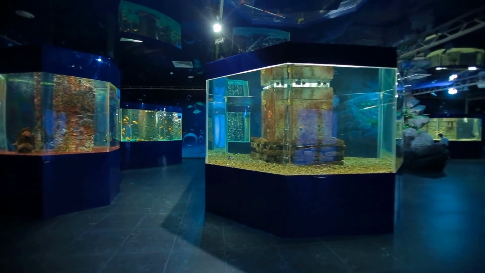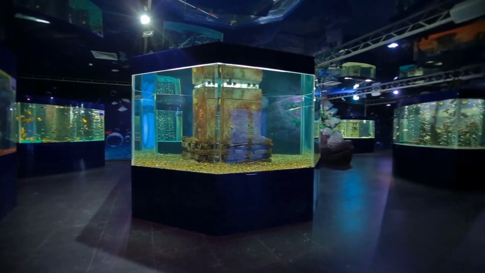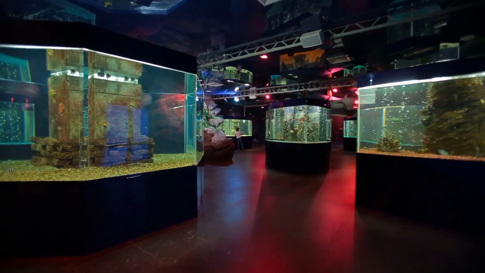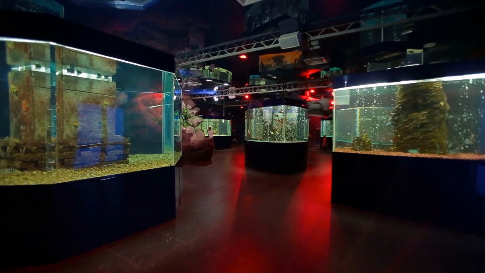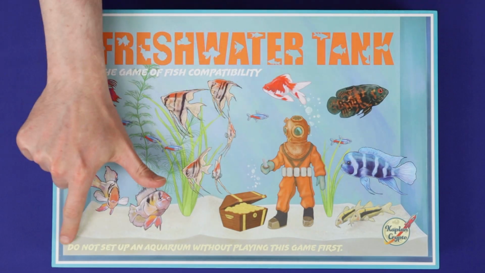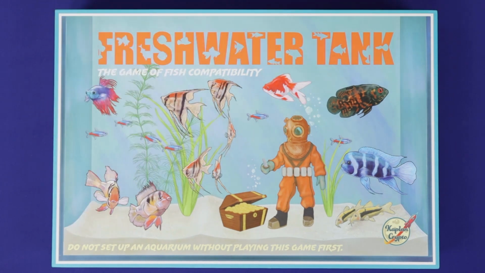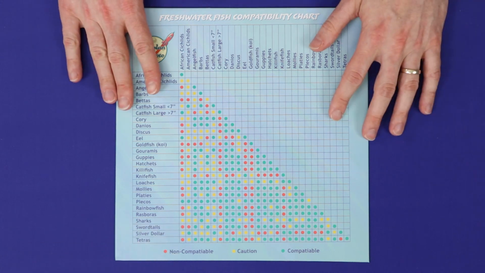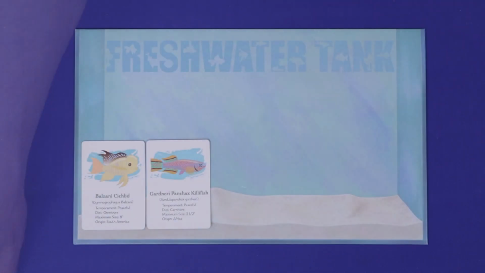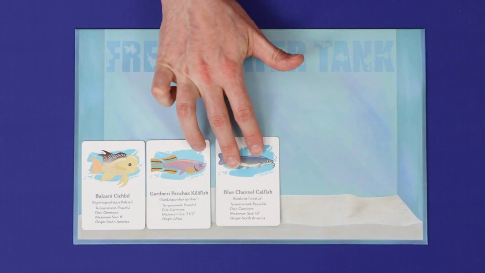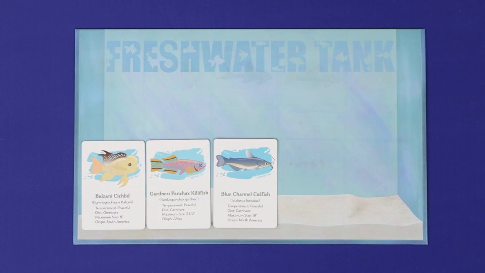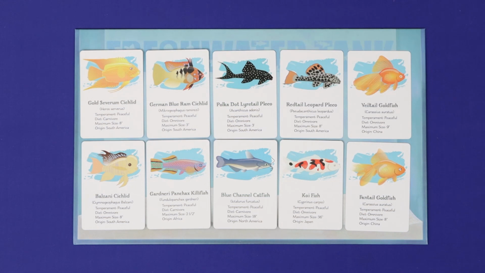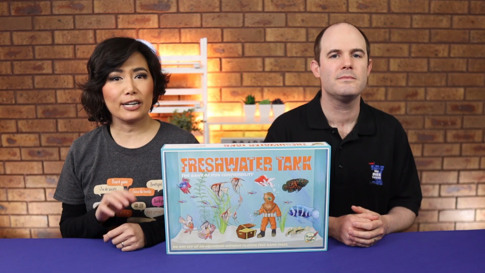Freshwater Tank is all based on the real compatibility of common freshwater pet fish. The lessons that players learn while playing this game will help them to set up healthy and thriving aquariums in real life. You should not set up an aquarium without playing this game first. If you're looking for a simpler game experience, you can also choose to play without the compatibility chart. When playing this way, the winner will be the first player who collects 10 fish of the same temperament. In this case, semi-aggressive fish cannot be kept with either peaceful or aggressive fish. And that's how to play Freshwater Tank.